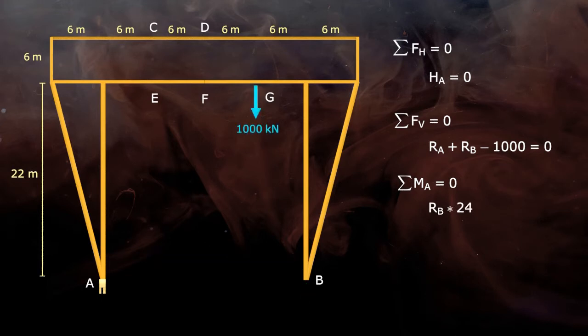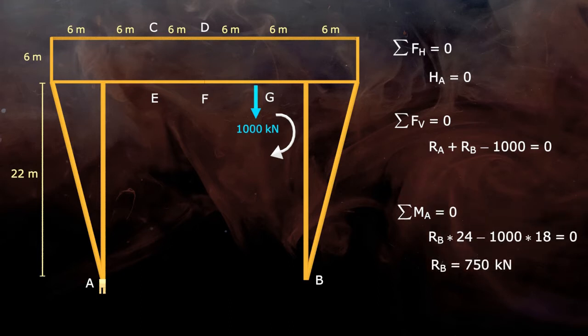But if only 1000 kN force is acting at G, truss will rotate in clockwise direction, so it will have negative sign and its distance from A is 6 into 3 is equal to 18 meter, and summation of both moments is equal to 0. So we get RB equals to 750 kilonewton. Put this value in above equation and we get RA equals to 250 kilonewton.